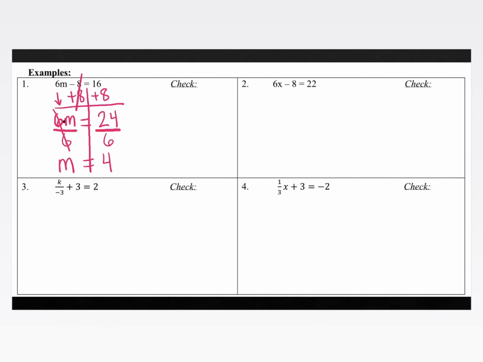Now we can check our work. Plugging back in, we have 6 times 4 minus 8 equals 16. And when we're simplifying this, I want us to go in PEMDAS order in order to simplify this expression. So we'll start with our multiplication. 6 times 4 gives us 24, minus 8 should equal 16. On the left-hand side, 24 minus 8 is 16. 16 equals 16, so we're all set.